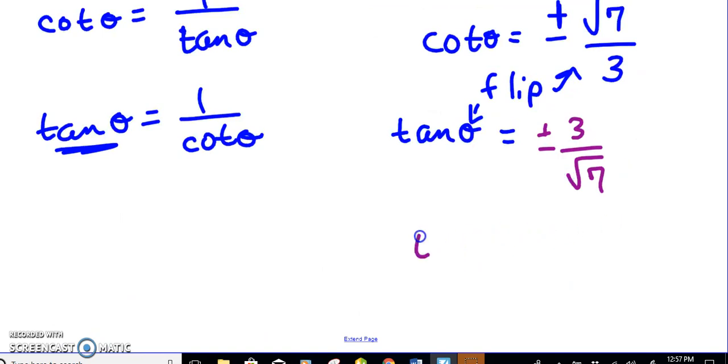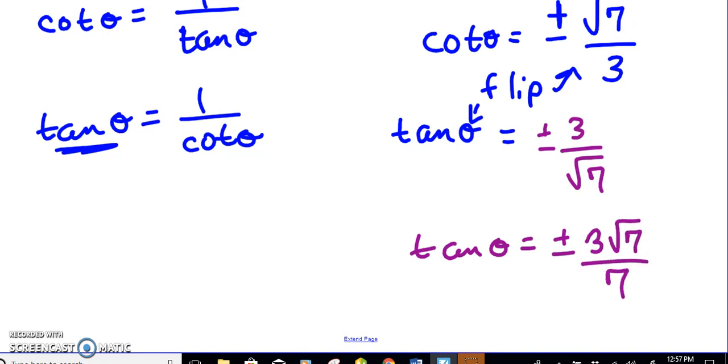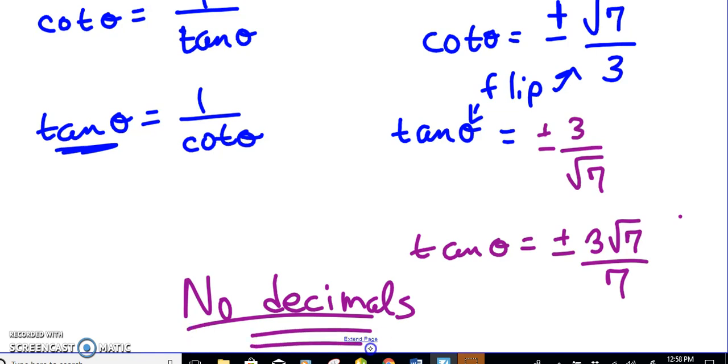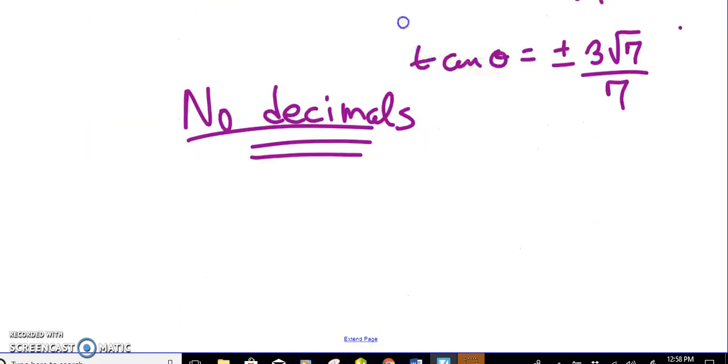So I'm going to just rewrite this again. And everybody should know how to simplify radicals in denominators by now. And that's going to be your final answer. I'm going to keep it as a fraction, no decimals. So our final answer is this right here.